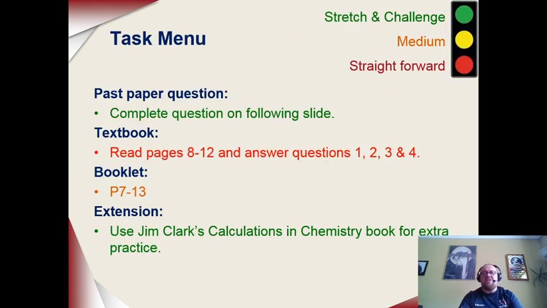Here is some work for you to do. I've got to say, we don't have the Jim Clark's calculations in chemistry book. They are at the college, but at the moment, obviously, because of the coronavirus, we cannot give them out or anything because we're not there physically. But secondly, bits of paper and things can hold on to viruses and things for a few days. So if any of you do require some extra calculations, I do have some that you can have. Just send me a quick email.